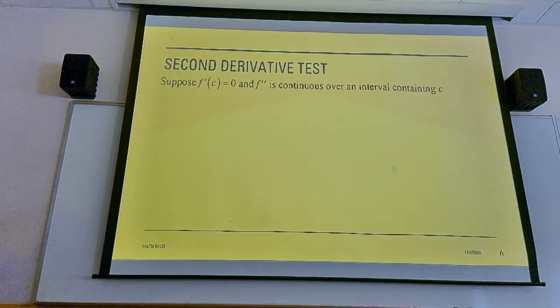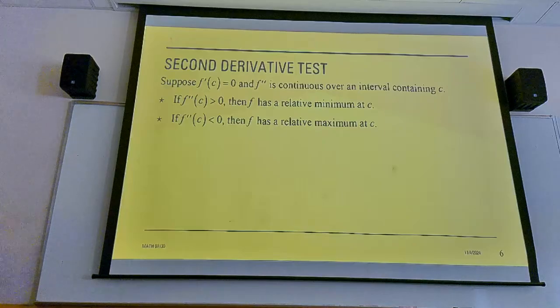Second derivative test: suppose f prime of c is 0 and f double prime is continuous over an interval containing c. If f double prime of c is greater than 0, f has a relative minimum at c, and if f double prime of c is less than 0, then f has a relative maximum at c. If f double prime is 0, the test is inconclusive.